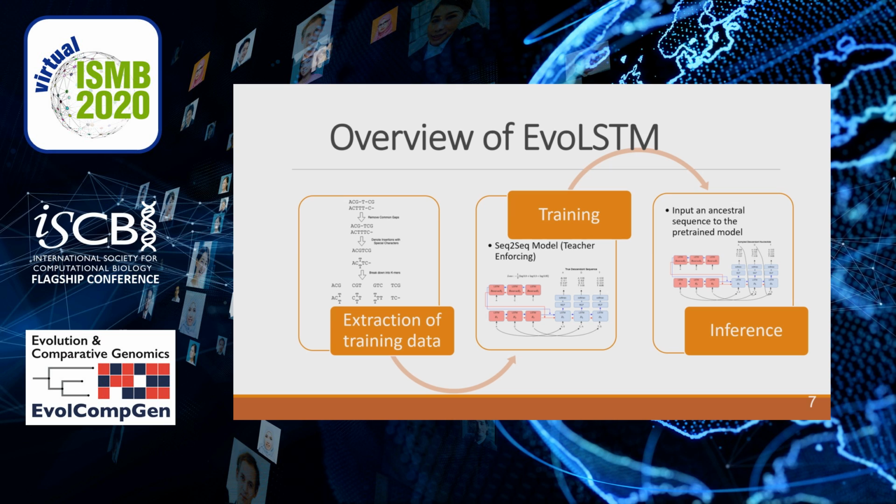This is a brief overview of our approach. To train EvolSTM, we first extract a training dataset in the form of a large number of aligned k-mers for some ancestor-descendant pair. We then train a sequence-to-sequence model using this dataset, aiming to predict the probability of substitution and indels as accurately as possible. Finally, once a model is trained, we can use it to either simulate the evolution of a given sequence or calculate the likelihood of a given ancestor-descendant pair.